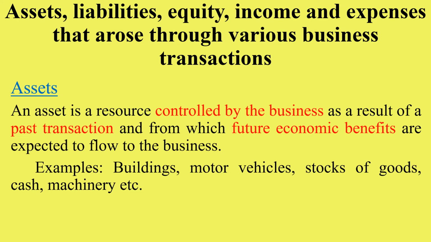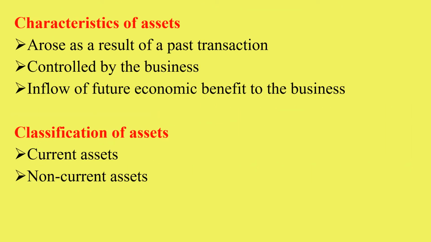So accordingly, there are mainly three characteristics of an asset. The first one is that it arose as a result of a past transaction. The second one is it should be controlled by the business. The third one is inflow of future economic benefits to the business. Based on these three characteristics, the definition of an asset is built up. And also, we can classify the assets in a business into two parts, current assets and non-current assets.